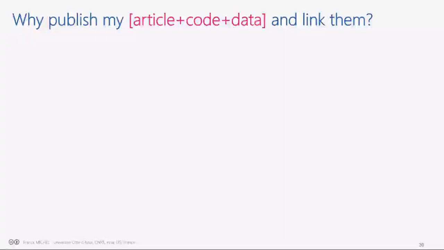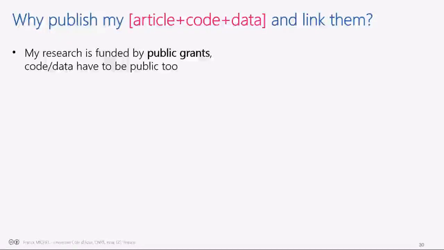And in the end, why we need to publish the article, the code and the data all together and link them together. There are several reasons for that, which are quite related to the reasons for doing open science that I was mentioning at the beginning. One is that my research most of the time is funded by public grants, and since the article is supposed to be public too, well, any other product of research should be public too. That includes data and software.